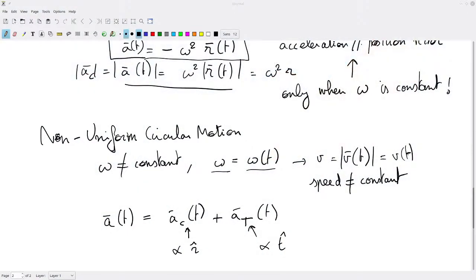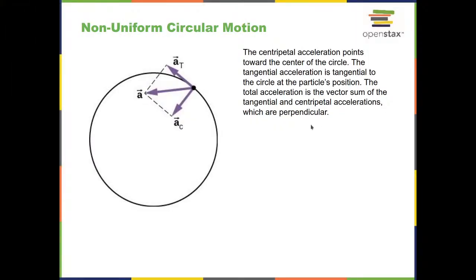And that's kind of indicated here. So we have our centripetal component and our tangential component. So in this case, will this particle be increasing in speed, or will it be decreasing in speed as it goes around the circle? So let's say increasing 1, decreasing 2.